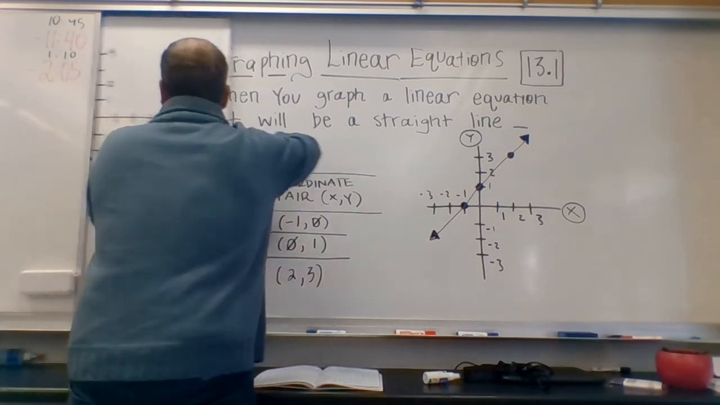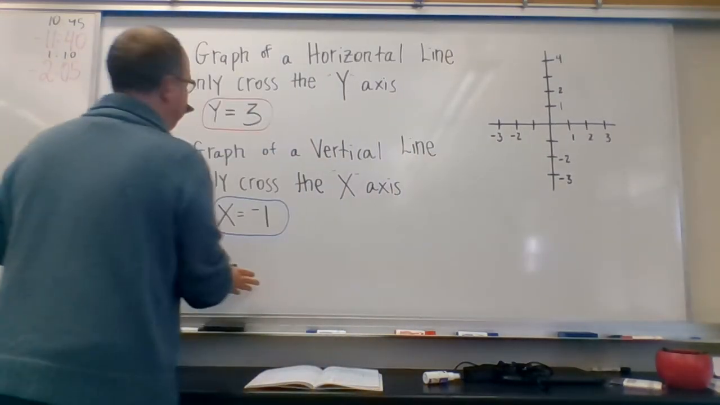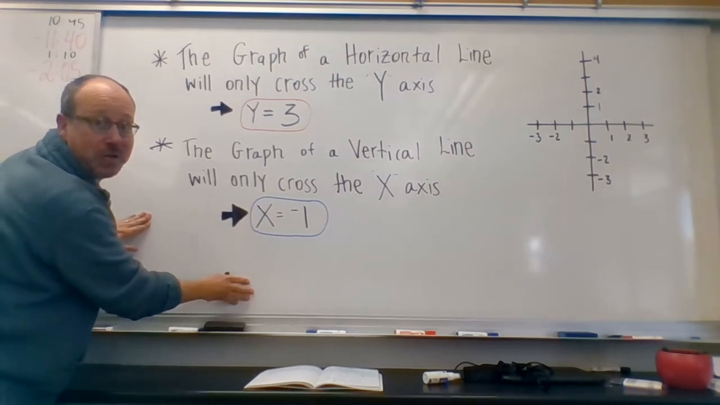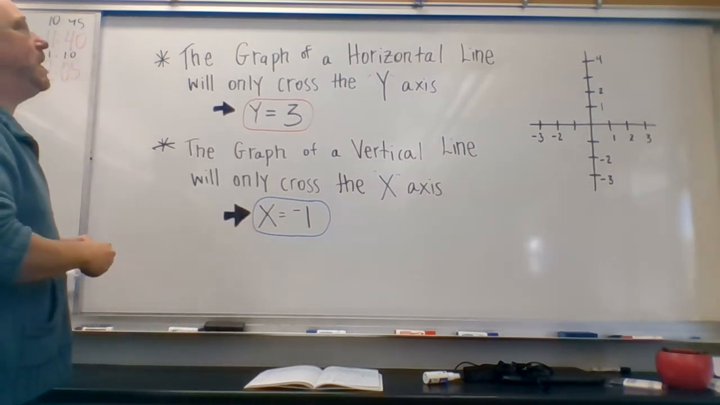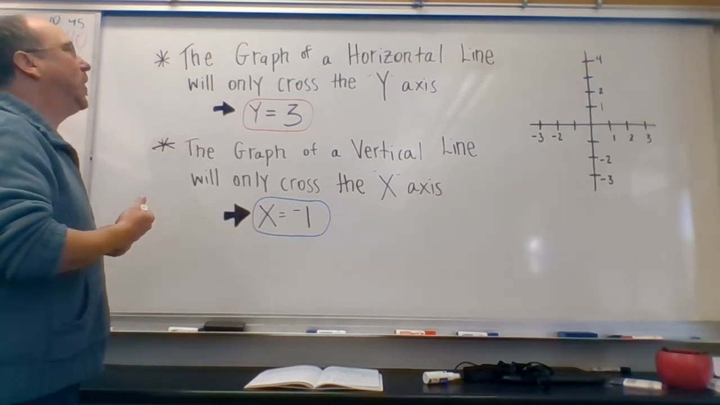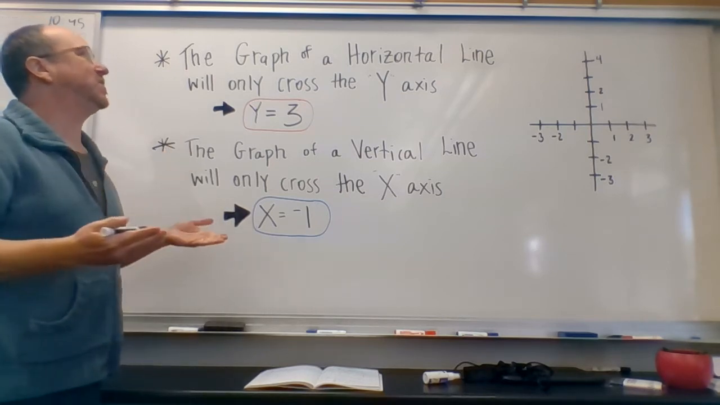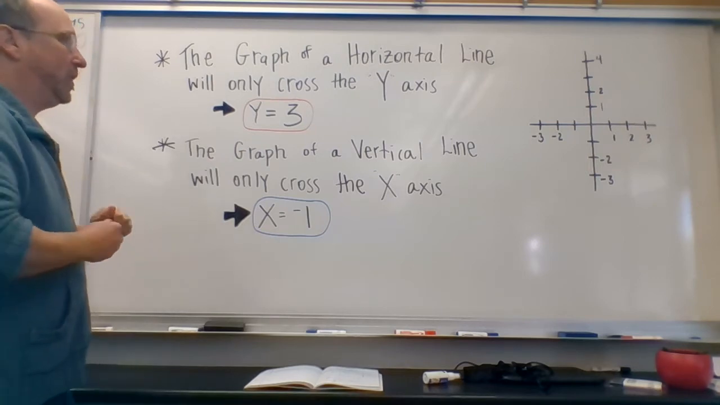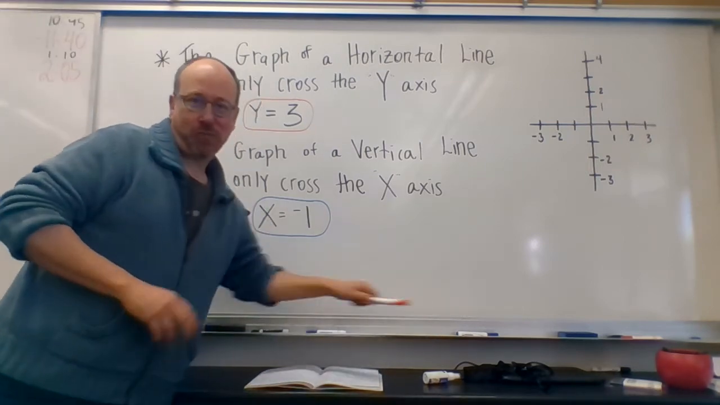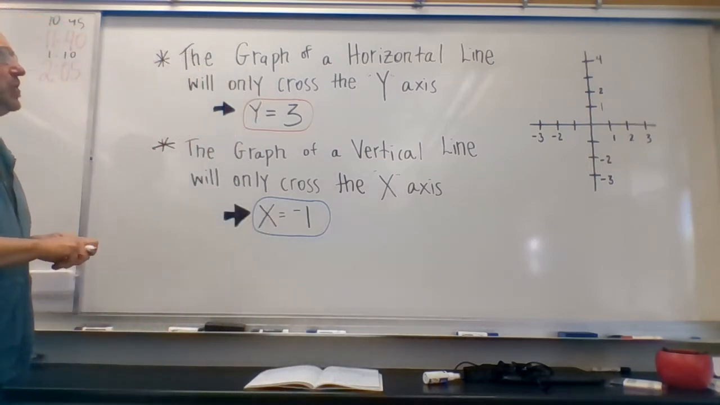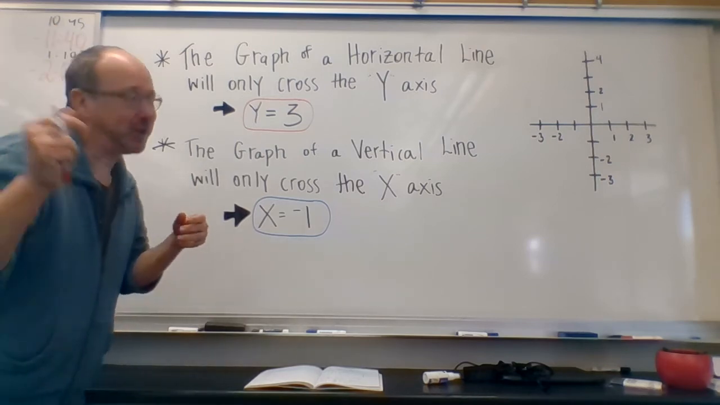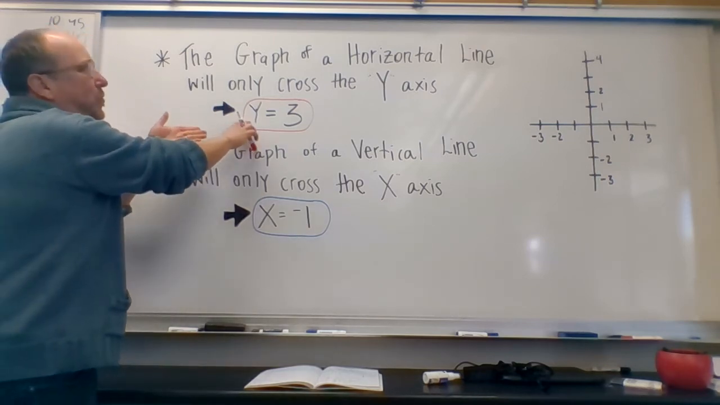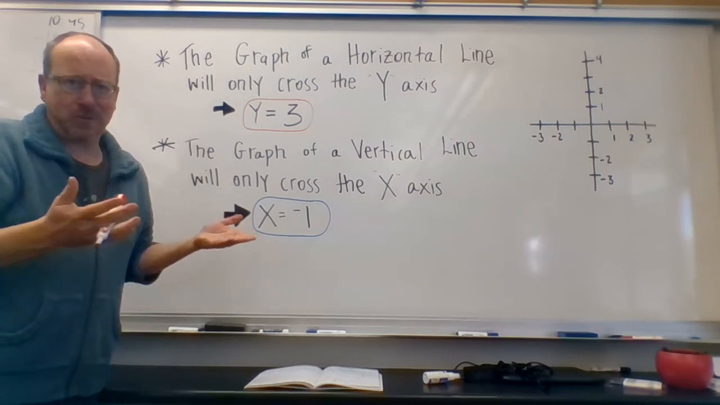Let's look at a couple special scenarios. Here we're doing the graph of a horizontal line, which will only cross the y-axis, and the other special one, a vertical line. It's actually really straightforward once it sort of clicks in your brain. But this is a graph. y is equal to 3. You're like, cool, y is equal to 3.